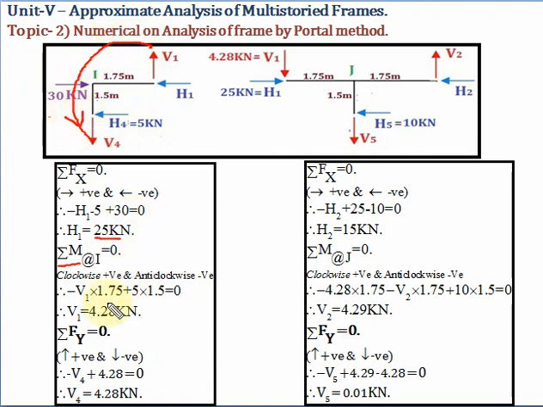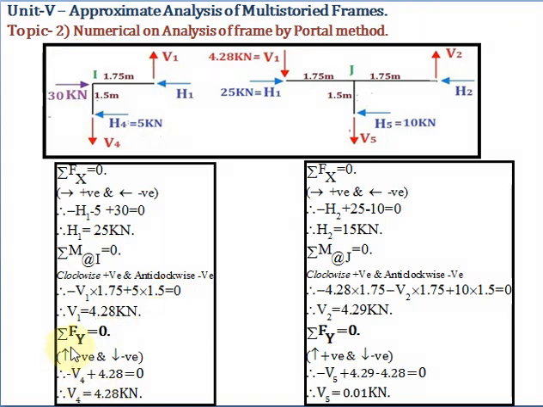Here I have taken negative. Why negative? Because anti-clockwise here I have considered negative. Okay. Then 5. So how is 5 acting? It is acting clockwise, plus 5 into 1.5. So here we are getting the value of V1, that is 4.28.